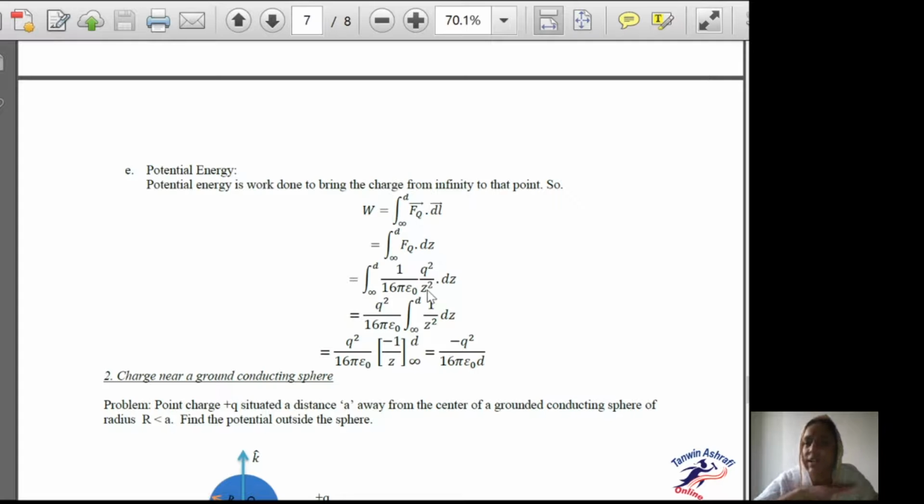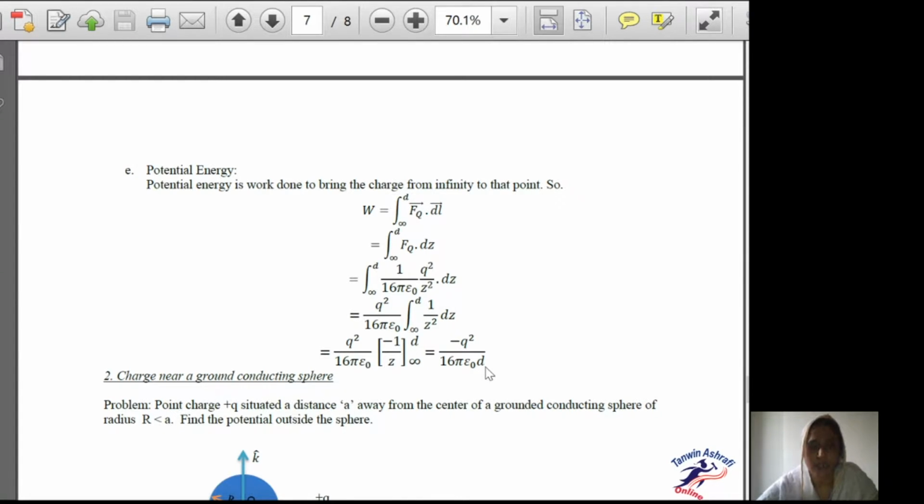In the XY plane, we have a complete infinite conducting plane, so we will not take the integration in the XY plane. And when we take the integration of 1 upon z square dz, what will happen? 1 upon z square dz is nothing but minus of 1 upon z in the range from infinity to the point D. And when we calculate, we will get the potential energy equal to minus q square divided by 16 pi epsilon naught d. With this, the conducting plane problem is finished.